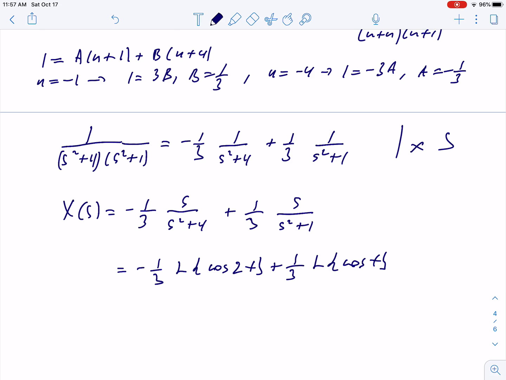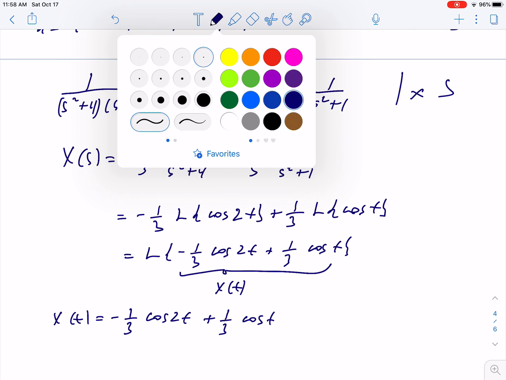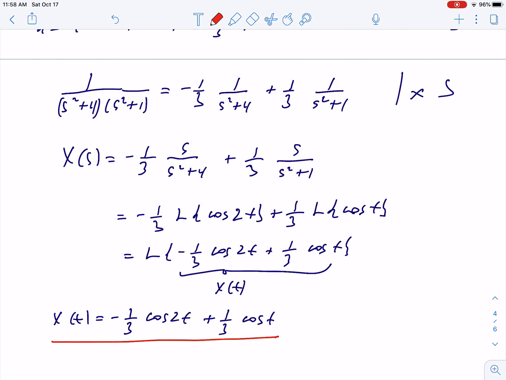And collecting everything inside L, this will be Laplace of -1/3 cosine 2t plus 1/3 cosine t. Inside L, we find our solution. Let's write it down. x(t) will be -1/3 cosine 2t plus 1/3 cosine t. So that's how we solve this equation using Laplace transform.